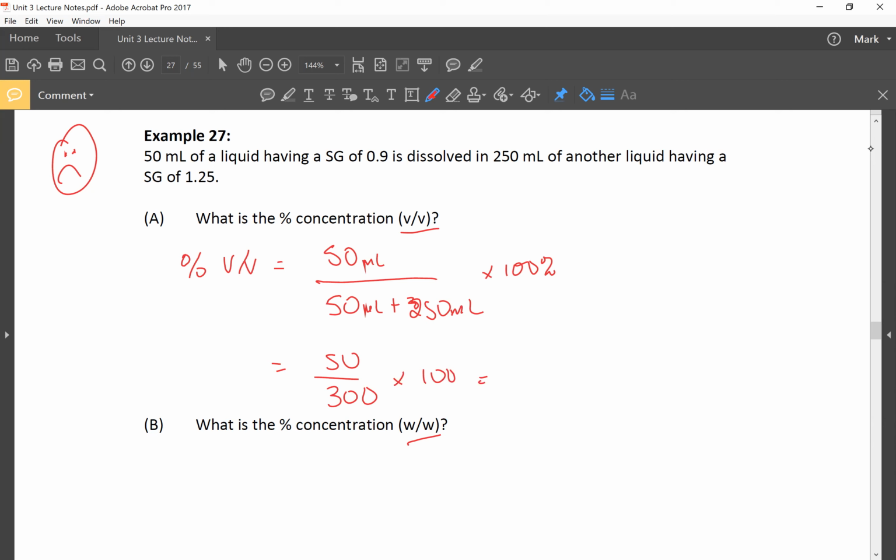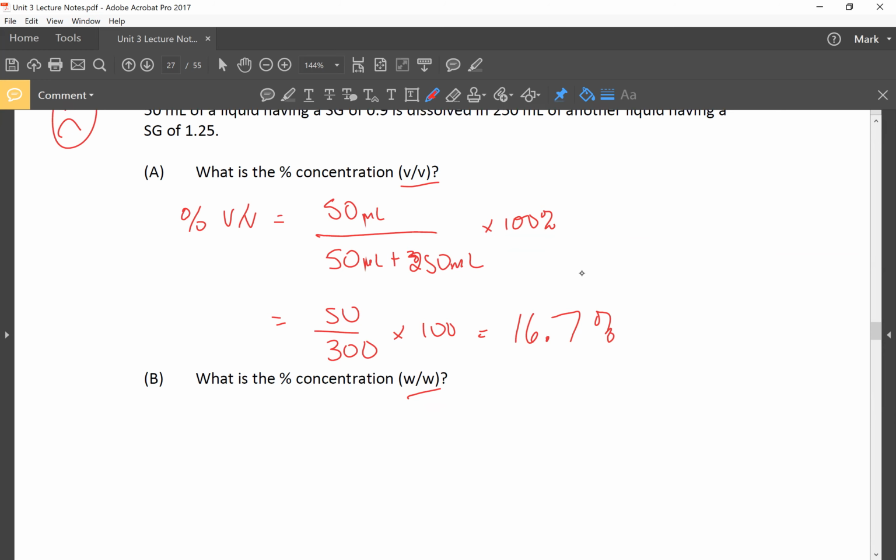All right, so that's easy. If you got that on a test, that would be good, right? There's nothing too crazy about that. What I end up getting is 16.7%. It's actually 16.66666666 repeated on and on. I'll just say 16.7. Okay, so that one's pretty easy.